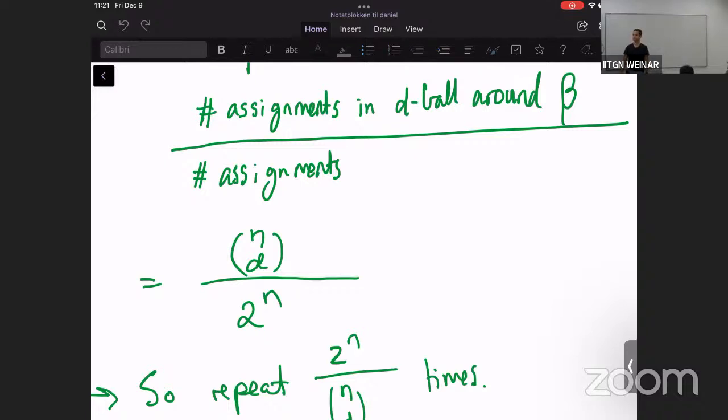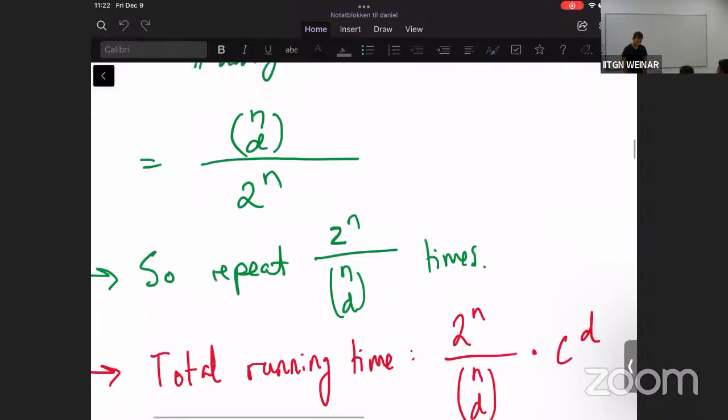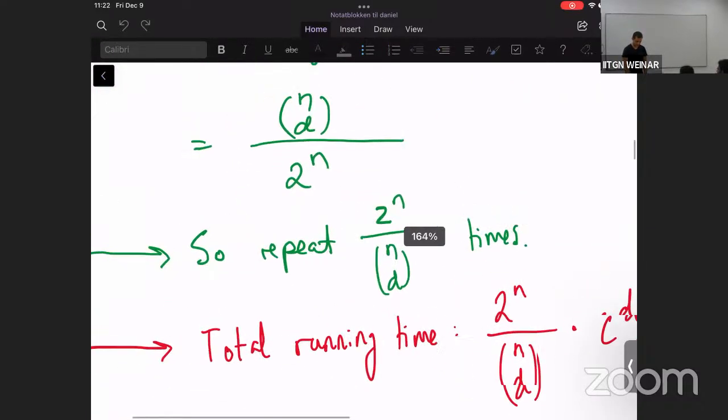You need to sum here. Yes, technically you need to do that. However, as long as d is less than n over 2, it's like n times that. So, details. Okay. And there are 2 to the n assignments.